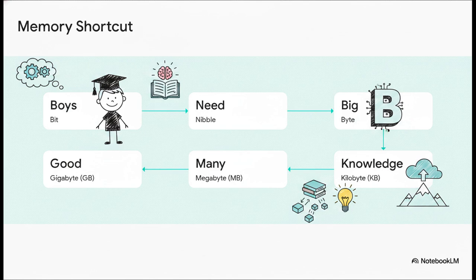Now, if you're a student, memorizing this exact order from smallest to largest is an absolute must for your exams. To make it super easy, here's the first half of a really handy shortcut phrase. Just remember, boys need big knowledge, many good. See how that works? It perfectly matches up with bit, nibble, byte, kilobyte, megabyte, and gigabyte.